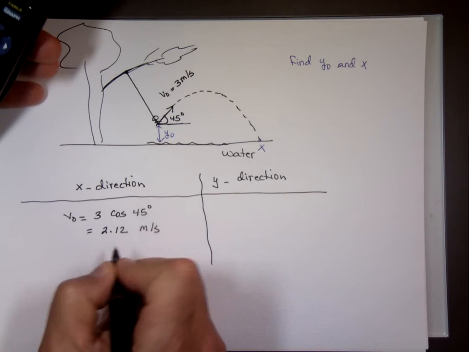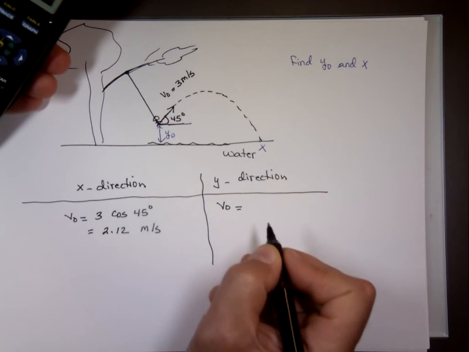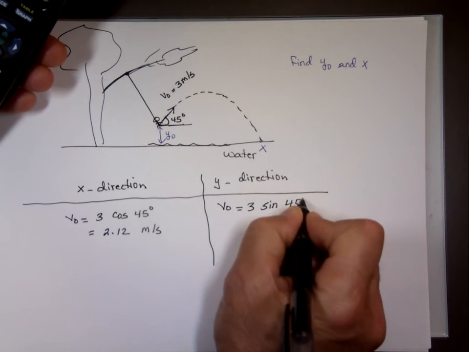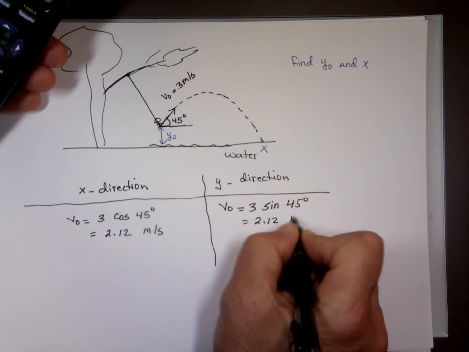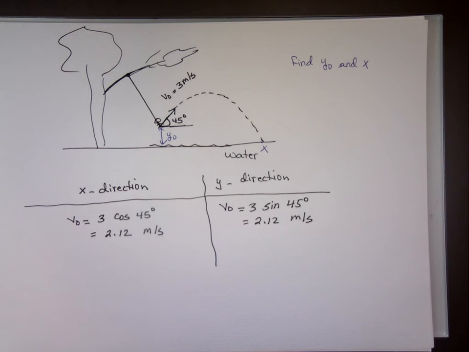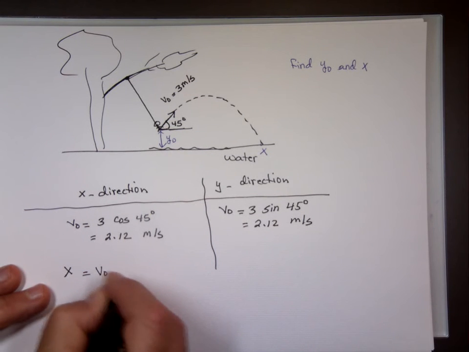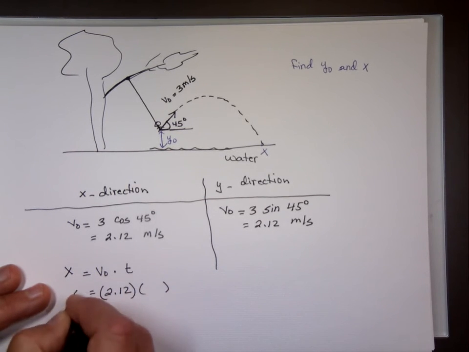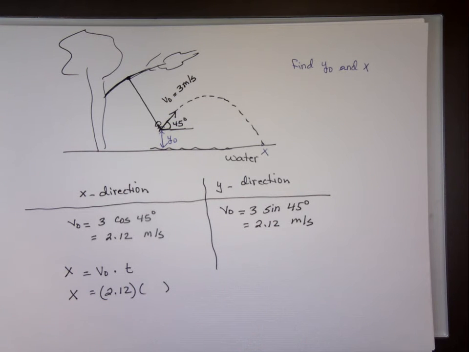What's the initial velocity in the y direction? 3 sine of 45. That also happens to be 2.12 meters per second. Time is not given to us. Again, there's only one equation in the x direction. I know V0 is 2.12, so I need the time to finish that problem and get x. Without the time, I can't do it. Let's look at the y direction. What else do we know?